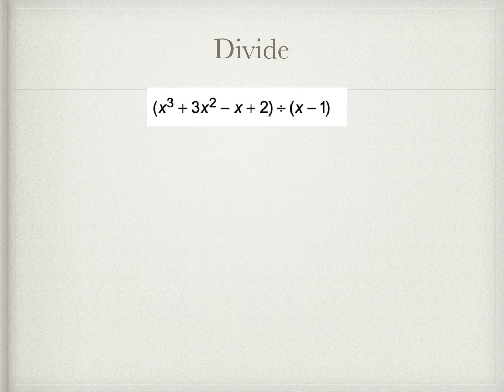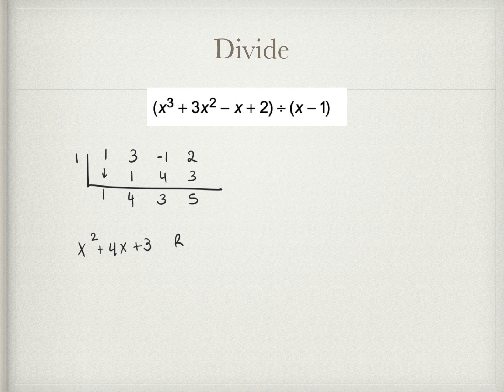Now, lastly, let's do this one. We have 1, 3, -1, and 2. We're going to do synthetic division by 1. We're going to bring down the 1. 1 times 1 is 1. 3 and 1 is 4. 4 times 1 is 4. This is 3. 3, this is 5. So now we have x squared plus 4x plus 3, remainder 5 as our final answer.